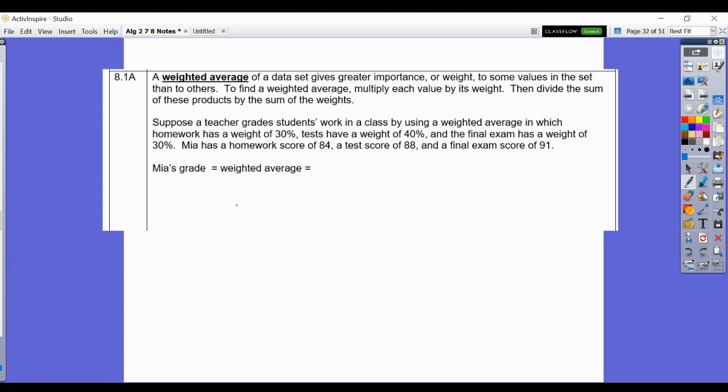So I'm going to put 0.3 times her homework score, which was 84. And then the next weight is tests have a weight of 0.4, and her test score, or her test average, is 88. And then finally, we have the final exam, which has a weight of 30%, 0.3, and on her final exam she got a 91, so that's good.